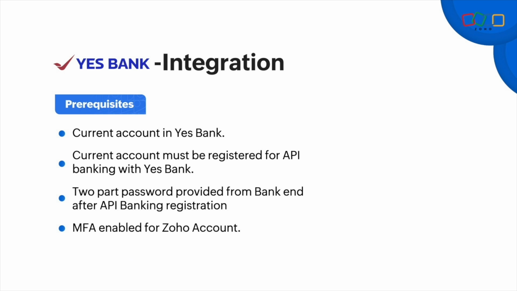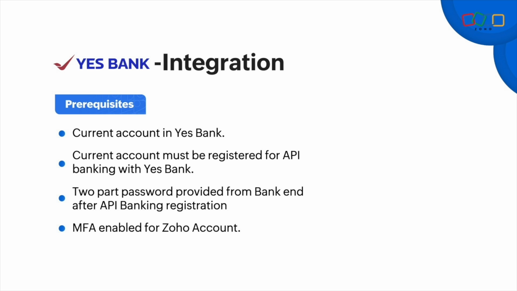So the next integration would be the S-Bank integration. So there are certain prerequisites for an integration of an S-Bank in Zoho Books. So you should have a current account in Zoho Books and this bank account should be registered for API banking in your net banking end. So there will be a two-part password which will be provided from the S-Bank end, which is essential for this integration. So your Zoho account has to be enabled for this multi-factor authentication to provide an added authenticity.